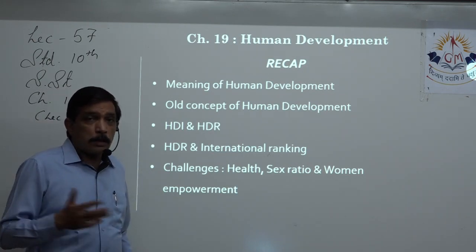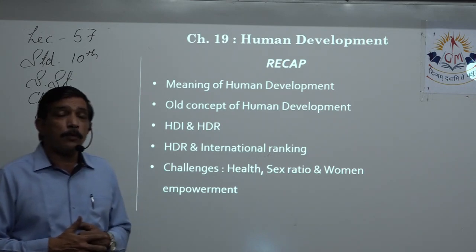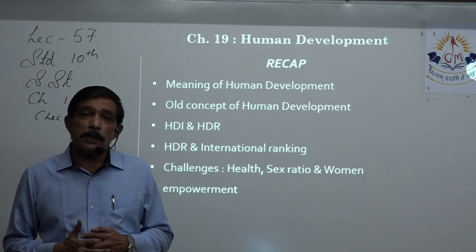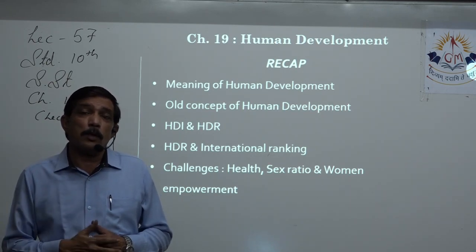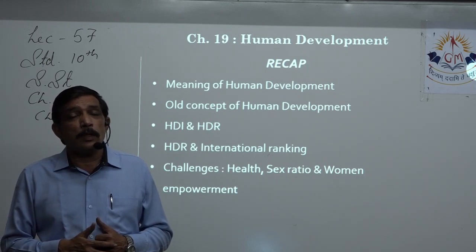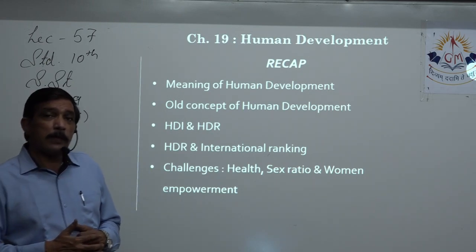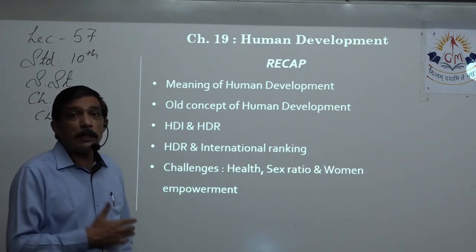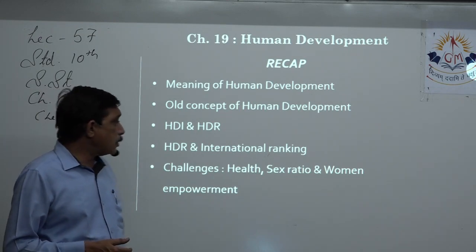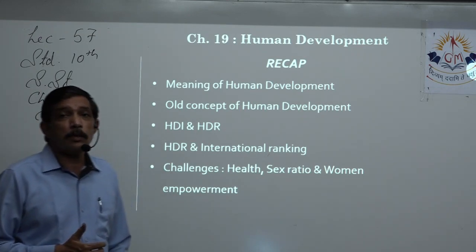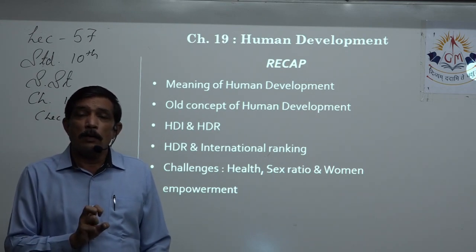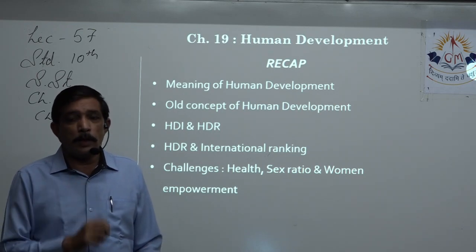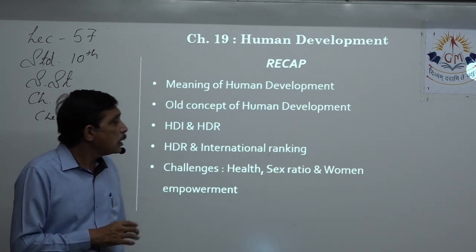As discussed, with 0.944 points, Norway stands at number 1 position in terms of HDI all over the world. So it comes in the first tier, whereas India's ranking is 130, and it falls in the third tier. So we saw the HDR and the international ranking. Then the challenges that India faces where human development is concerned, and that is why human development is quite slow in India. Those challenges are 3: health, sex ratio, and women.